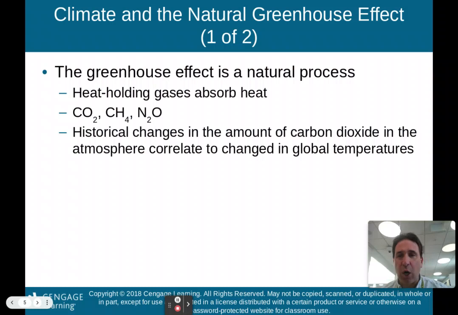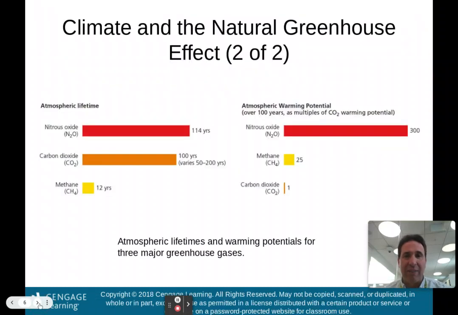Historical changes in the amount of carbon dioxide in the atmosphere correlate to the change in global temperature. We'll look at that coming up. So here are just some atmospheric lifetimes and warming potentials for the three major greenhouse gases. So you'll notice the lifetime of nitrous oxide stays there forever, 114 years. Carbon dioxide varies around 100 years. Methane about 12 years. Okay, so this is the warming potential as multiples of carbon dioxide.